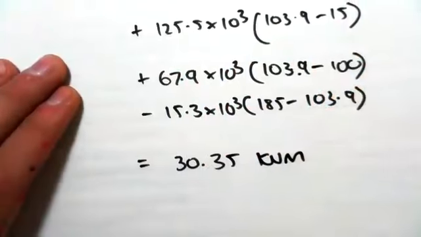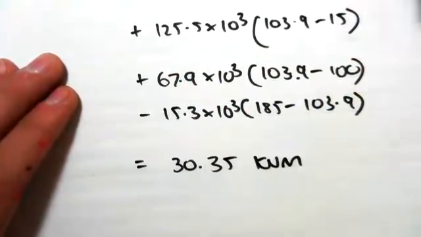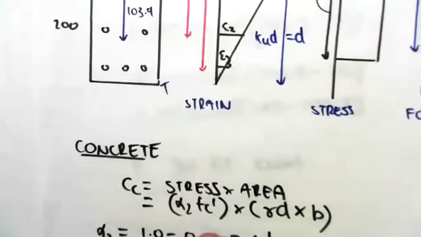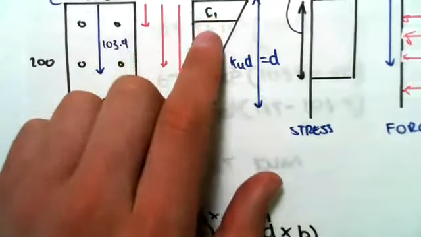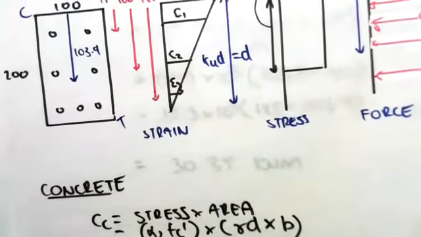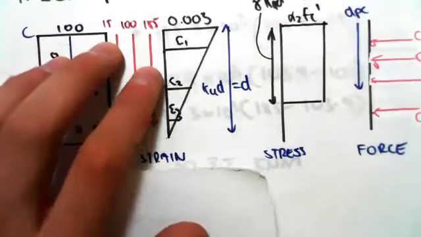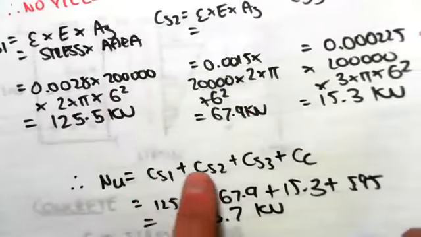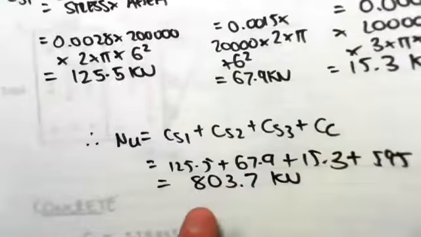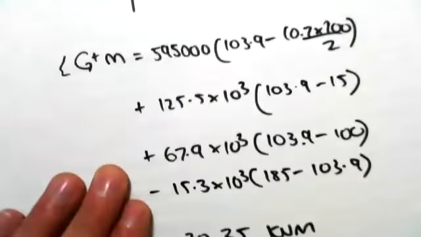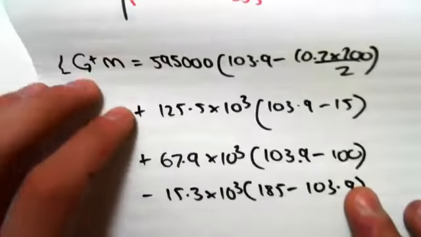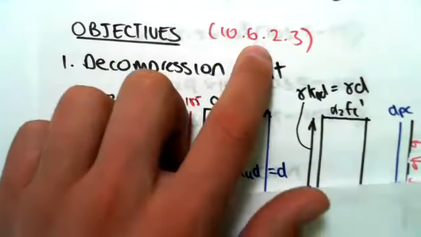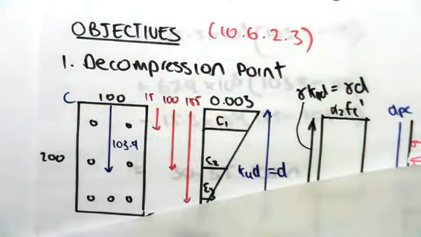30.35 kilonewton meters. Okay guys, so that pretty much sums up the decompression points. Just a quick summary. We found the compression in the concrete. We then had to find all the strains in the steel and convert those to compressions. We then found the axial load just by summing it all up, and then we found the moment about the plastic centroid, and that is how you find the decompression point. It's in 10.6.2.3. Anyway guys, hope that helps, and we'll see you in the next video.